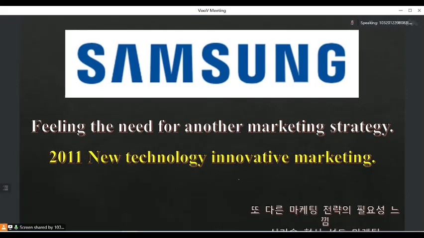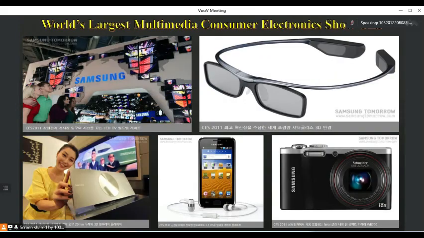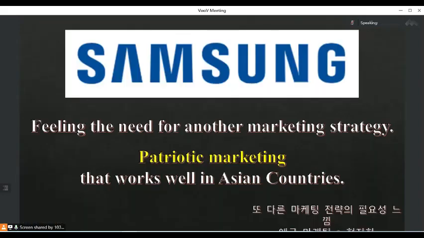Over time, Samsung felt the need for another marketing strategy. Therefore, Samsung conducted leading marketing of new technology innovation in 2011. These are Samsung products that received the Innovation New Technology Award in 2011: LED TV, Blu-ray DVD player, 3D glasses, Galaxy S2, and Smart Zoom digital camera. Over time, Samsung felt the need for another marketing strategy.